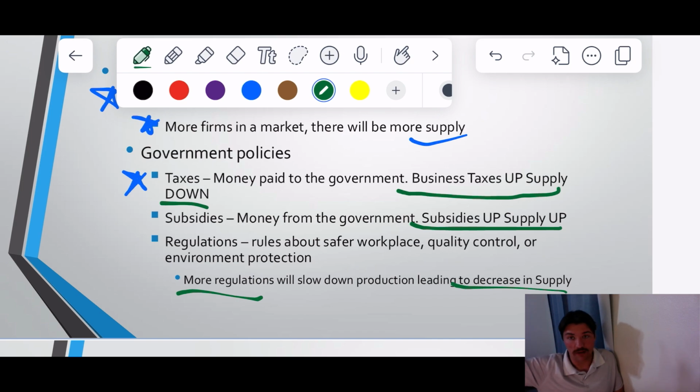For other countries, they might lower regulations. So what are we going to do? Firms will locate to those countries and actually start to produce more. So lower regulations, more supply.